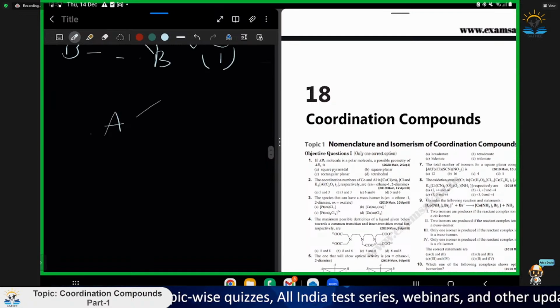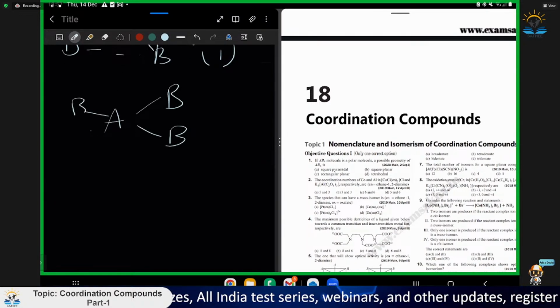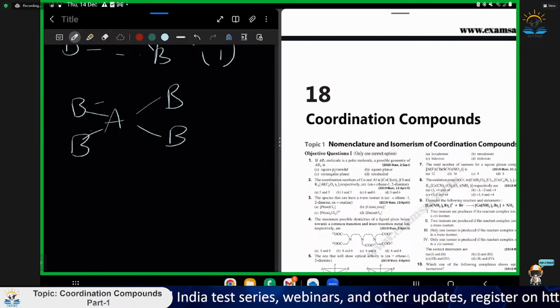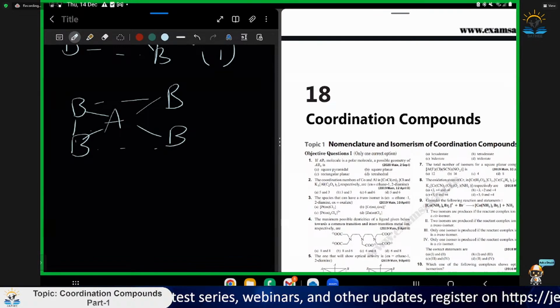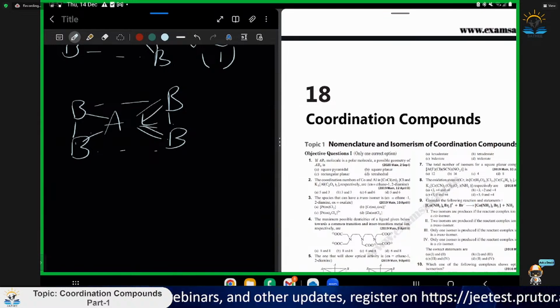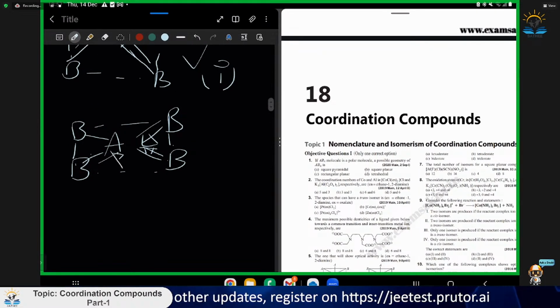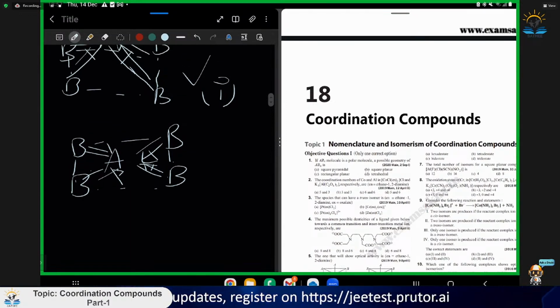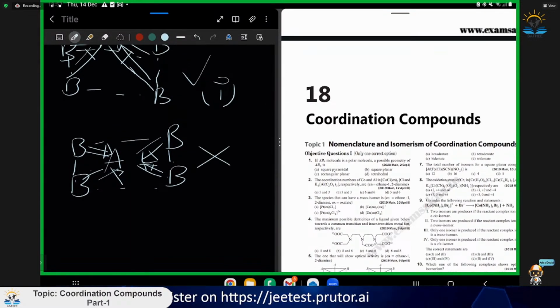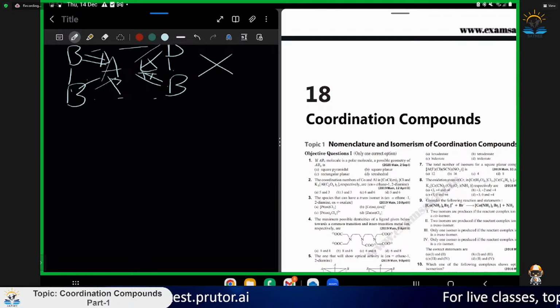Square planar goes like this. All are in plane. Your central atom is also in plane, so those arrows are arrows of dipole moment. So it cannot be polar. Similarly, rectangular planar.